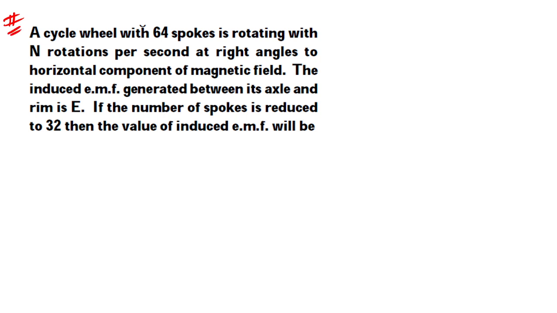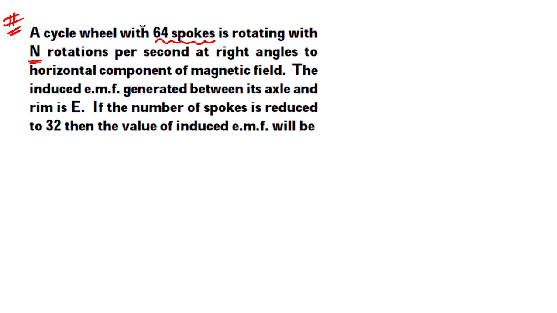Super. A cycle wheel has how many spokes? How many spokes here? 64. Do you know how to drive a cycle? Not the kid's cycle, the real cycle I'm talking about. Sure? I don't believe you. So 64 spokes are rotating with N rotations per second. We don't know what this N is. N rotations per second means it is a frequency. Yes or no?